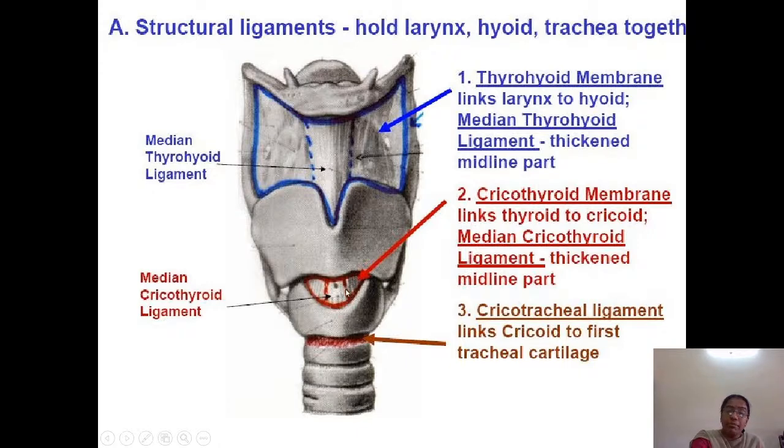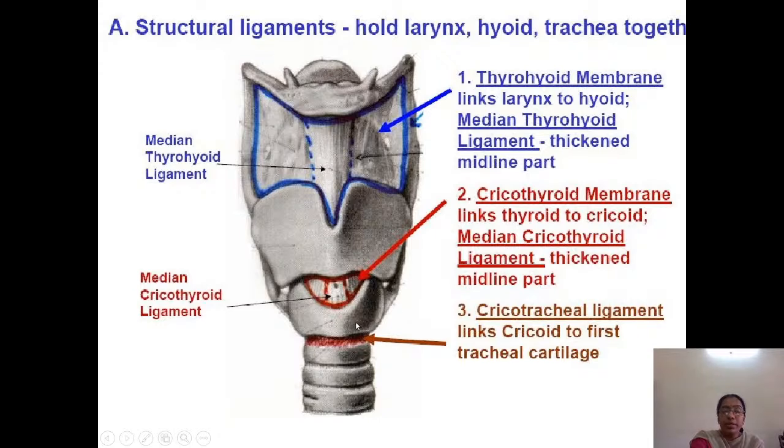One more membrane. The other membrane is the cricothyroid membrane. This one was between the thyroid and the hyoid bone, so that membrane is called the thyrohyoid membrane. Coming here, this is the cricoid cartilage, by now you came to know it, and this is the thyroid. Here the membrane which is called cricothyroid is extending from the cricoid cartilage to the thyroid cartilage. And you can see even in the cricothyroid membrane, at the median part it is thickened and forms a ligament which is called the median cricothyroid ligament. So this is the median cricothyroid ligament.